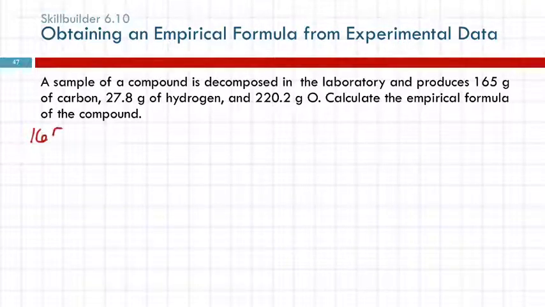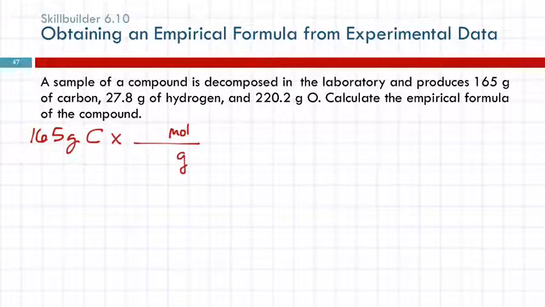So we've got 165 grams of carbon. We want to convert that to moles because a chemical formula relates numbers of atoms. And so moles are a counting number, and that's going to be helpful. So we're multiplying by moles, dividing by grams. That conversion factor is the molar mass, which we get off the periodic table. 1 mole of carbon is 12.01 grams. So the units work out. So we got 165 grams divided by 12.01.